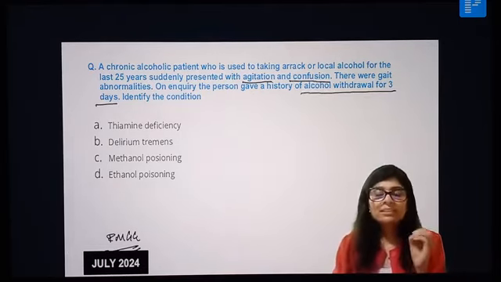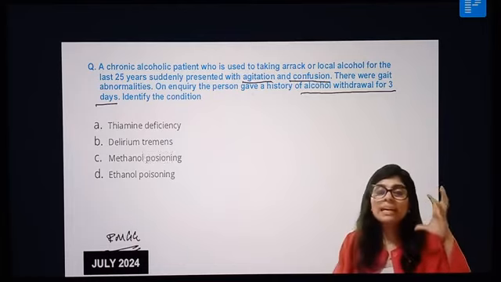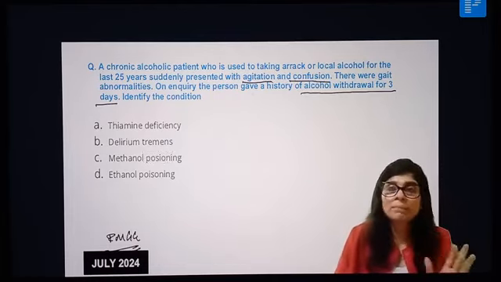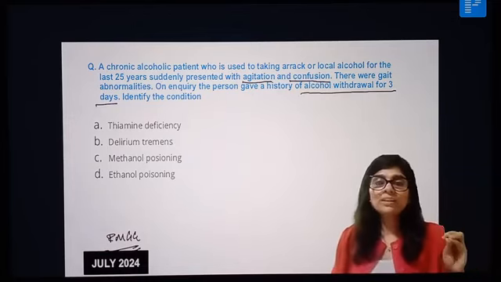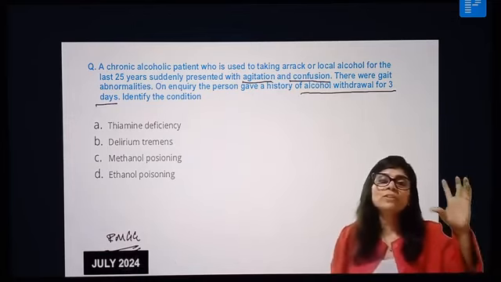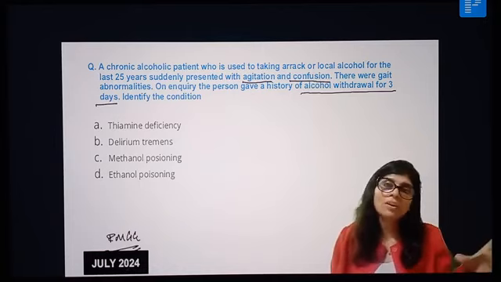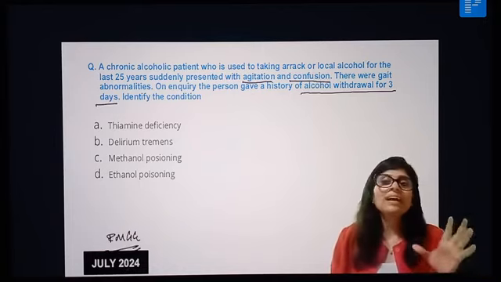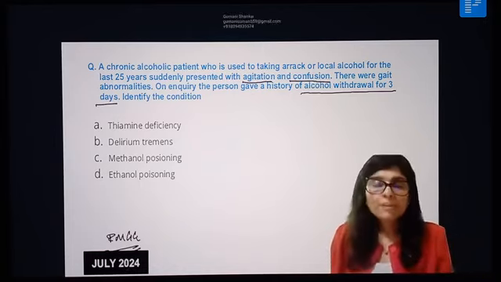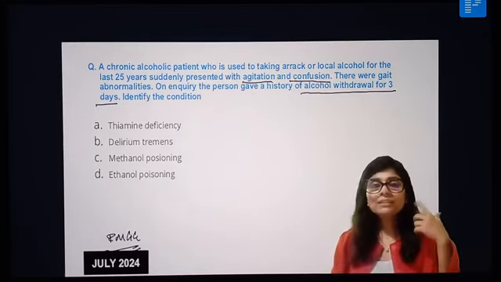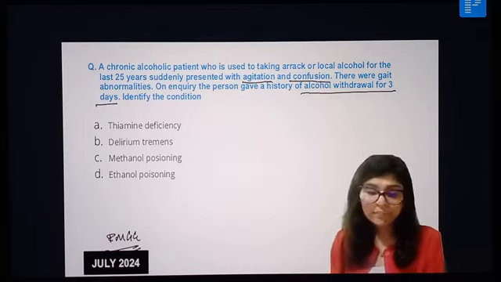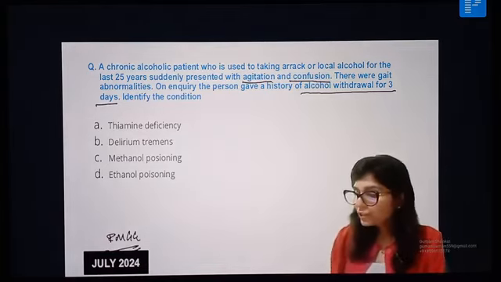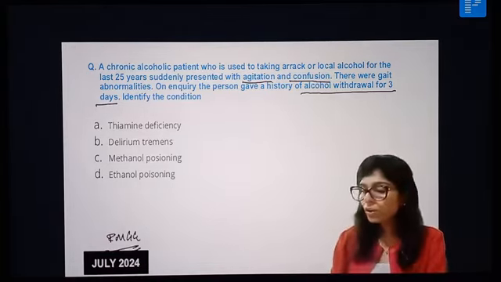Do you understand this? That is why you should not just have a few random phrases in mind and pick up answers. When this question was asked, many chose the answer as thiamine deficiency because they saw confusion, they saw alcohol. They did not read the alcohol withdrawal part. So after alcohol withdrawal, if there is confusion, agitation, tremors, then that is delirium tremens. Okay? So delirium tremens is a feature of alcohol withdrawal.